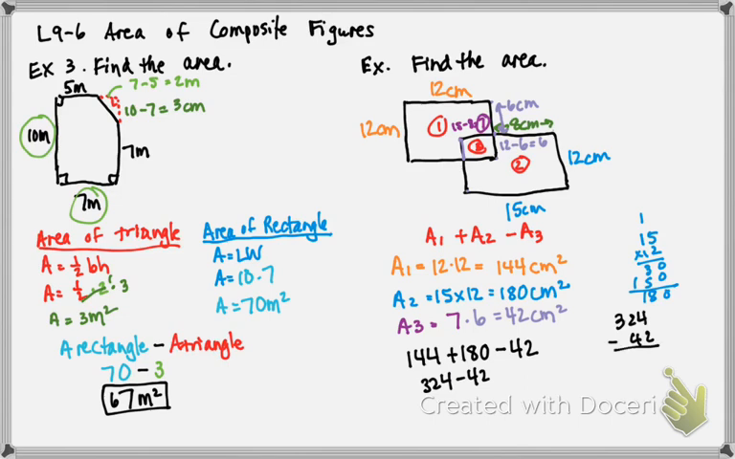And then we're going to subtract. We get a 2. We're going to rename. We get an 8. We get a 2. So we get a grand total of 282 square meters. And there you have it. So that's what you guys are going to be practicing.